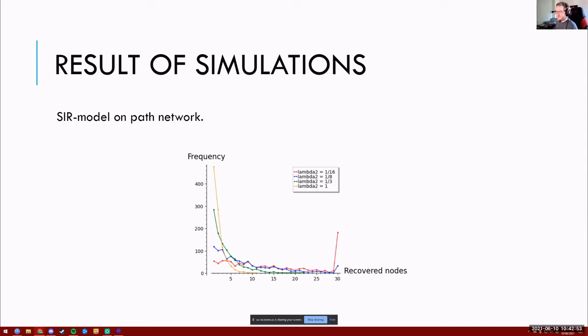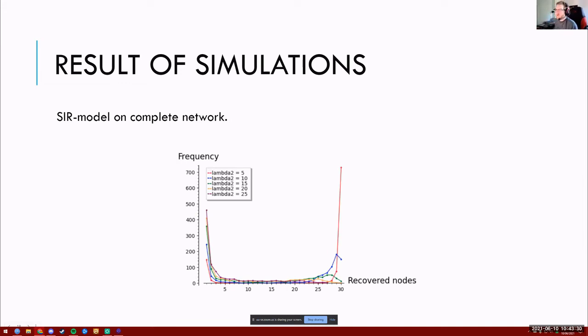And so when lambda 2 is 1/3, then we have much greater frequency of fewer nodes, and there are no counts of more than 22 recovered nodes. When lambda 2 is 1, then almost half of all simulations ended immediately before infecting any other node. It quickly drops after that, and it's very unlikely to have more than 5 recovered nodes. There are no counts of more than 11 recovered nodes.